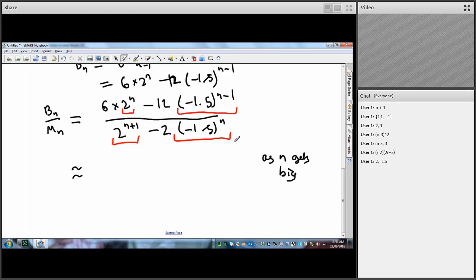So for linear problems, I should say. So if you've got a linear problem, you get these sort of nice ratios. Non-linear, bit of a different story. So it's good to look at how this ratio does. So b to the n is 6 times 2 to the n minus 12 minus 1.5 to the n minus 1. All over 2 to the n plus 1 minus 2 minus 1.5 to the n. So, and again, that number is going to change, but it settles after a while.